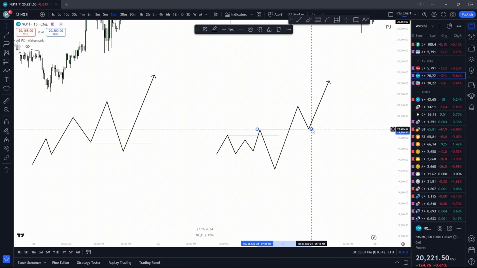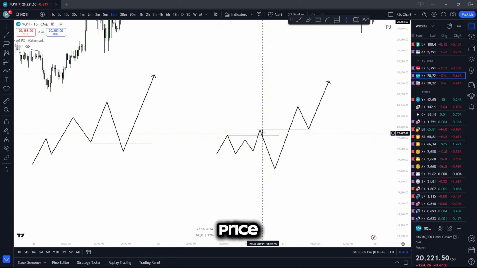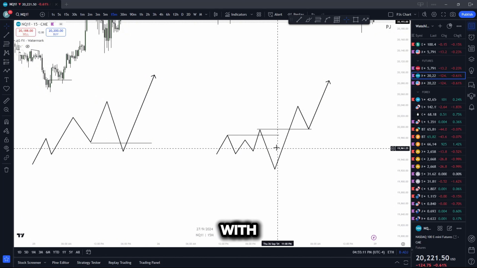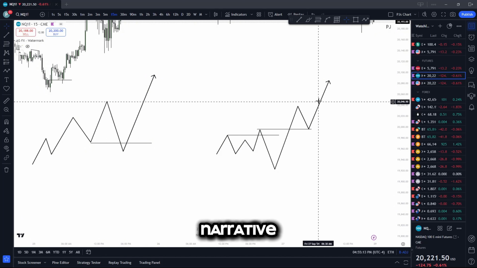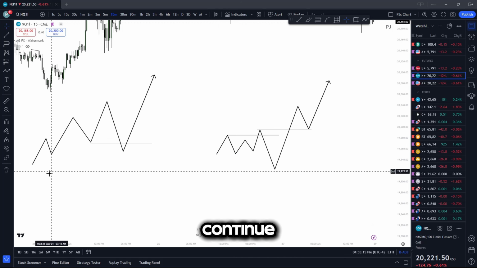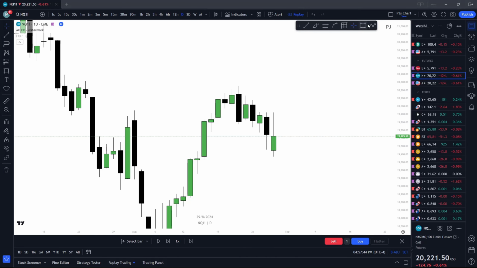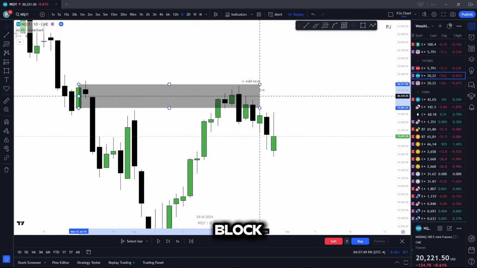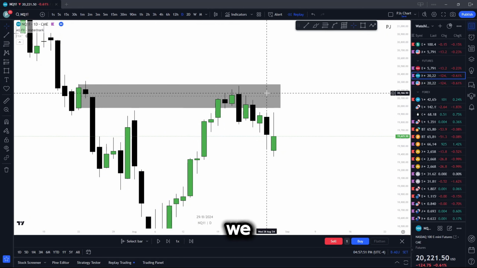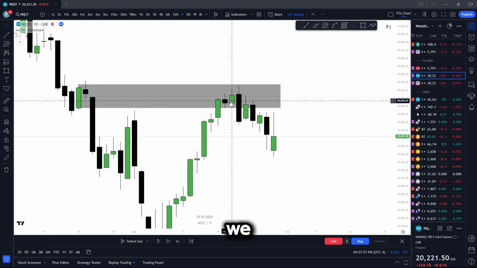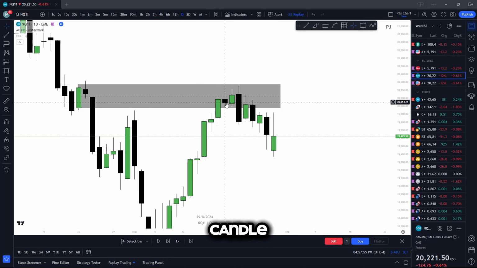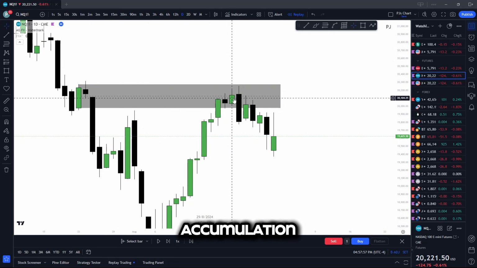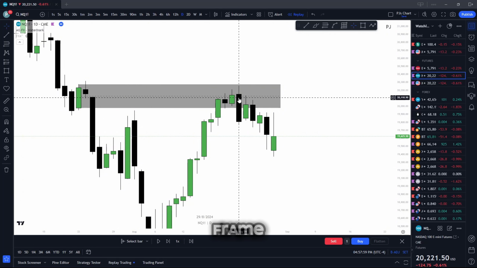Use the old highs to support price higher, our breakers with displacement after a narrative, and then we continue on higher. And a way to understand the 1 candle purge, we have our daily order block here, which we fail to close through, and we also see a 1-2 candle inside bar accumulation on the daily time frame coming into a Thursday key day of the week.